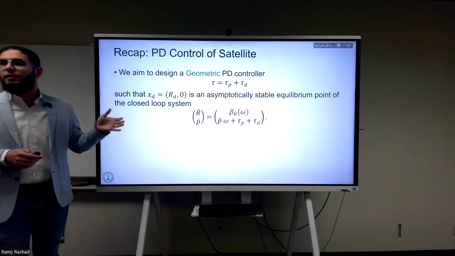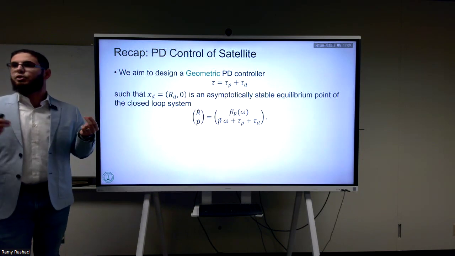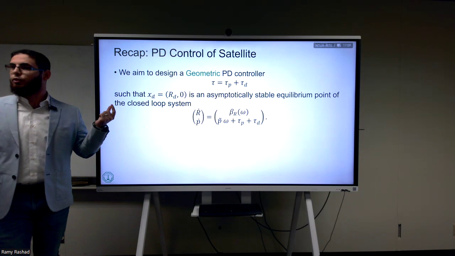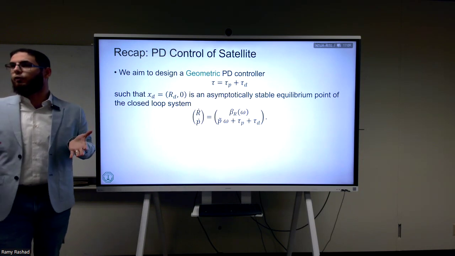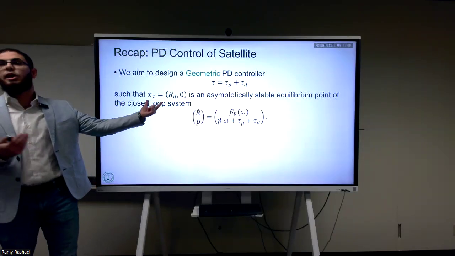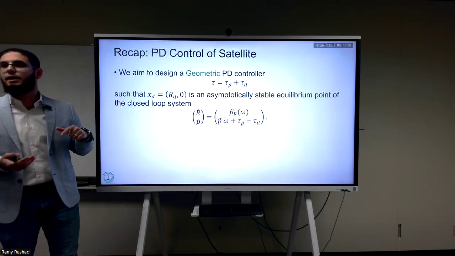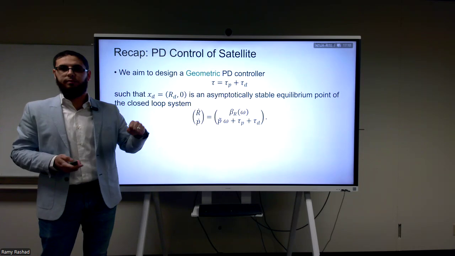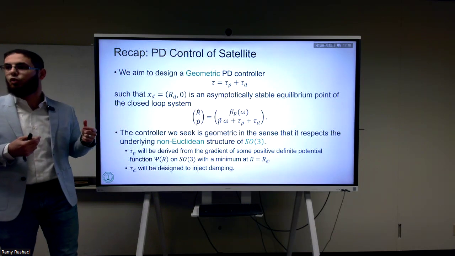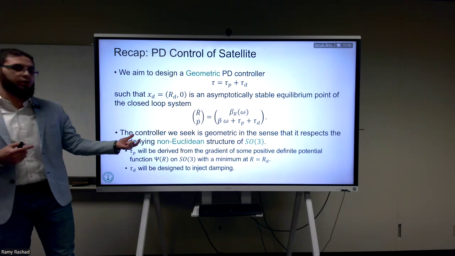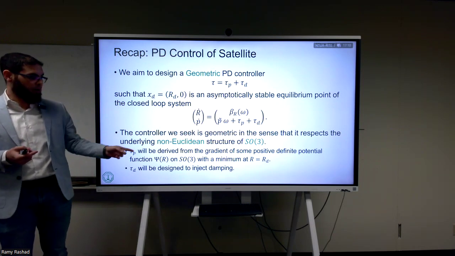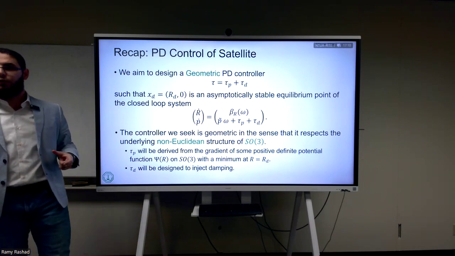We aim to design a geometric PD controller that's given by the sum of two terms, the proportional term and the derivative term. The proportional term we wanted to come from the gradient of some potential function, and the derivative term we wanted to make the Lyapunov function asymptotically stable, so that we can guarantee that this desired equilibrium point is asymptotically stable for the closed loop system, which is given by this equation. The question is, how can we derive this control law in a geometric way such that we respect the non-Euclidean structure of SO3? This will be done by having the proportional part as a gradient from some potential function that we choose.